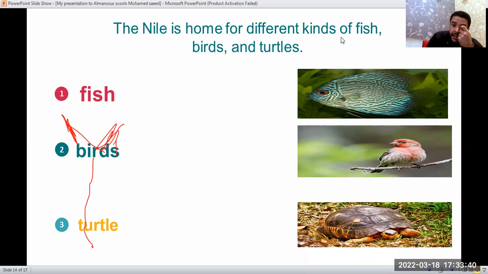And the Nile is home for different kinds of fish, birds, and turtles. That means fish live in the Nile and turtles live in the Nile, but birds don't live in the Nile, but around the Nile. Because there are a lot of seeds and crops, birds like to eat from them. The word home here is not the same as house, but home here means fish and turtles live in the Nile. We use the comma when we write a list: fish, comma, birds, comma, and turtles. And for the last one we use "and" before it.